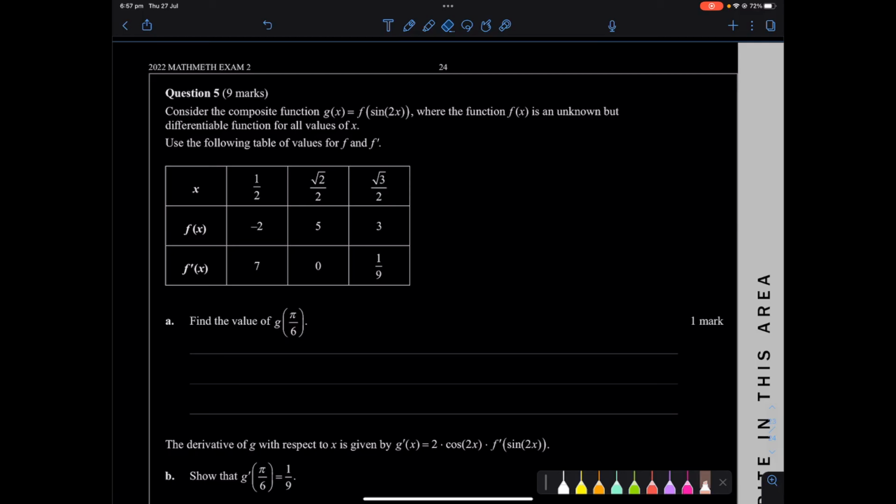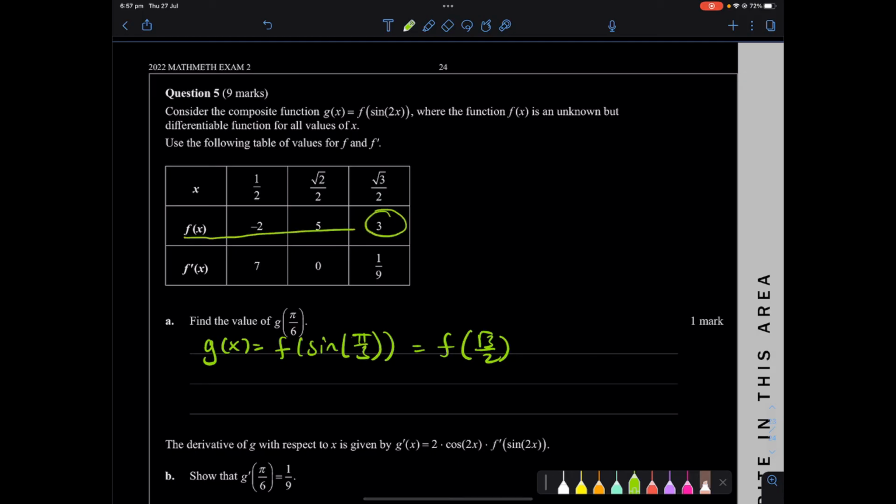If g of x equals f of sine 2x, then g of pi over 6 is f of sine of 2 times pi on 6, which is pi on 3 in the middle. So it's just f of sine pi on 3, which is √3 on 2. So what's f of √3 on 2? f of √3 on 2 is 3. So 3 is your answer for that one.